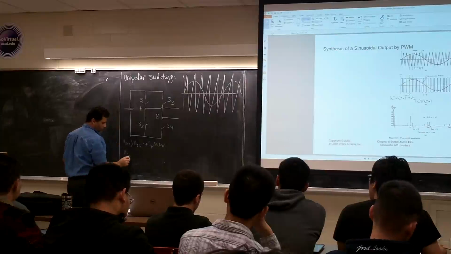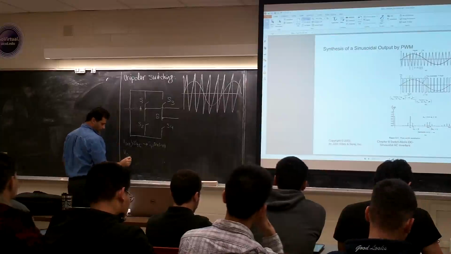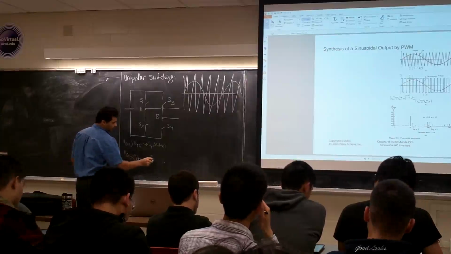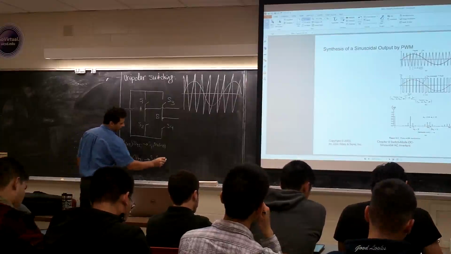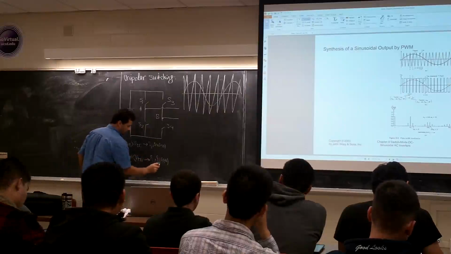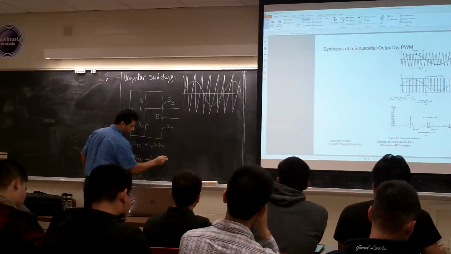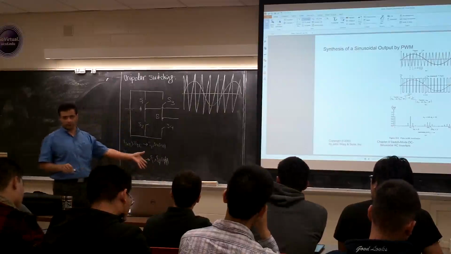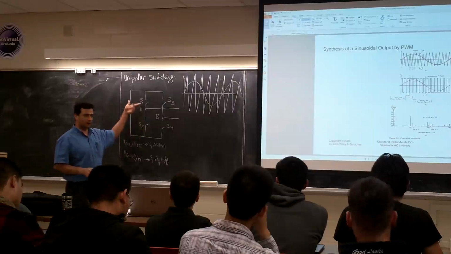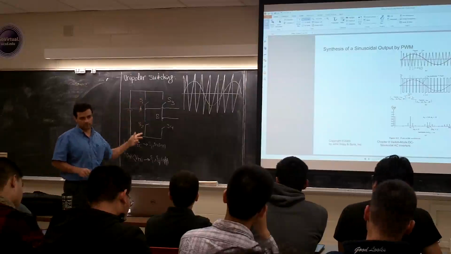If V control is less than VTRI, S2 and S3 they are on, right? Or you can say S1 and S4, they are off, right? This is what we talked about in the last class. And these are complementary. If this one is on, this one is off. If this one is off, this one is on, right?